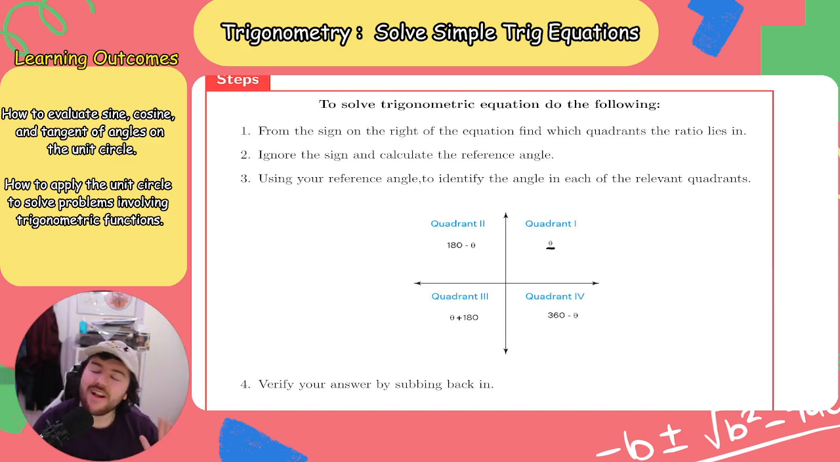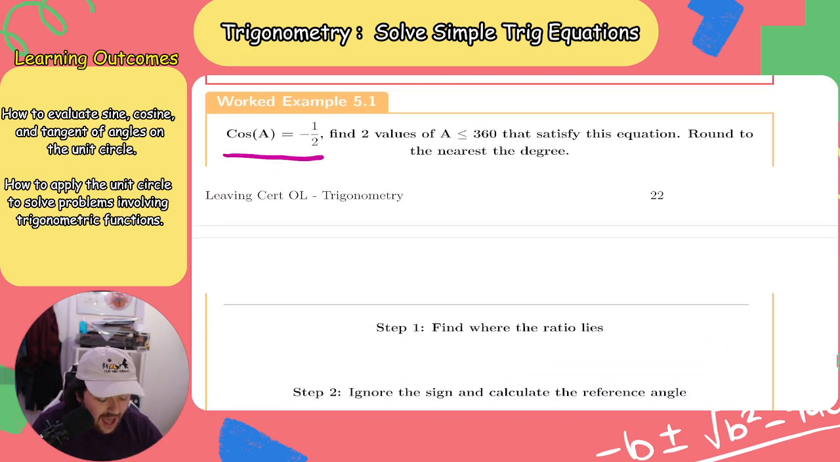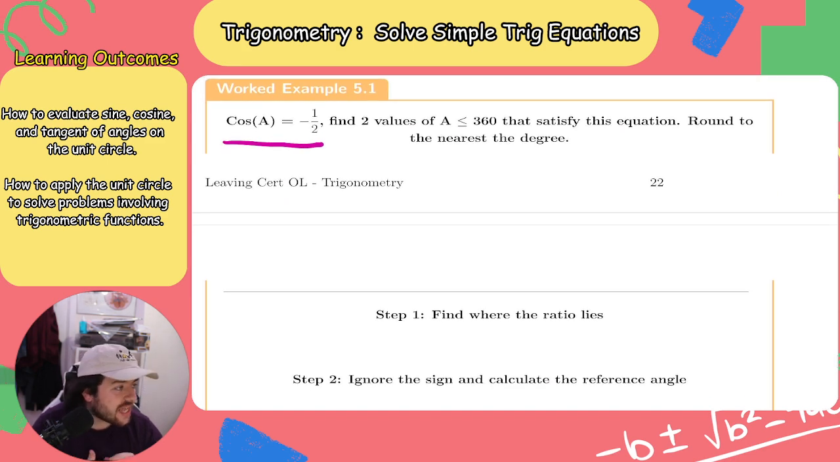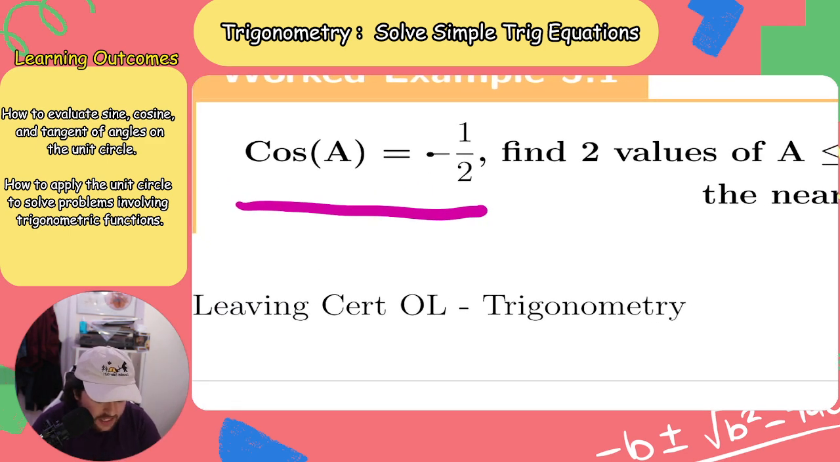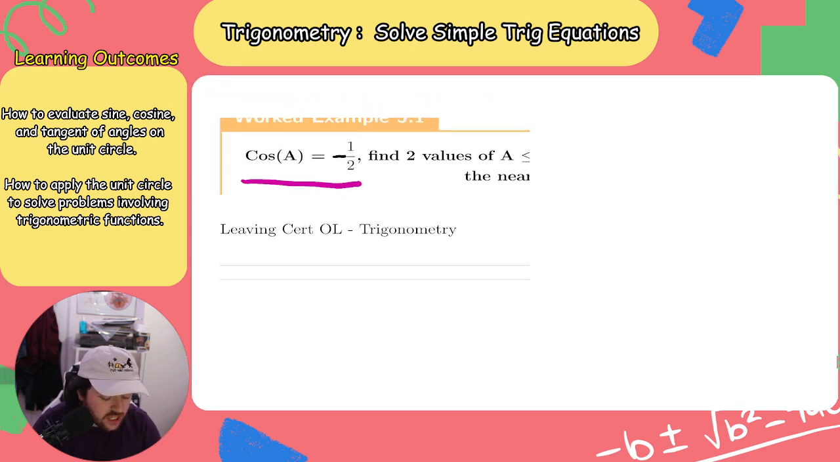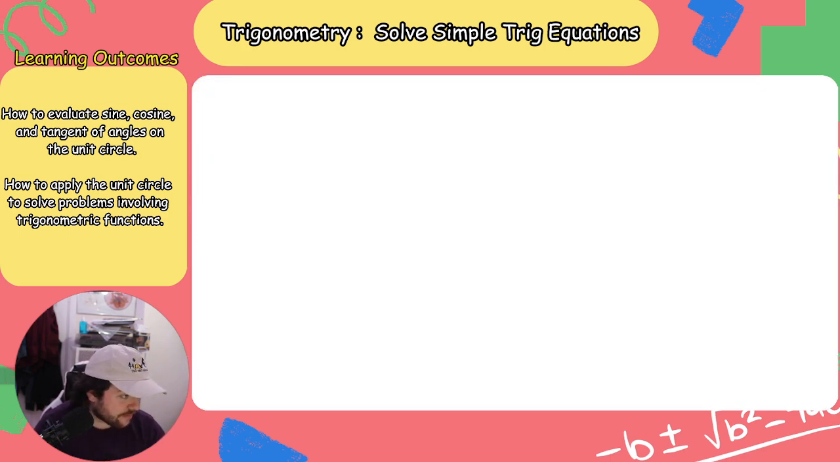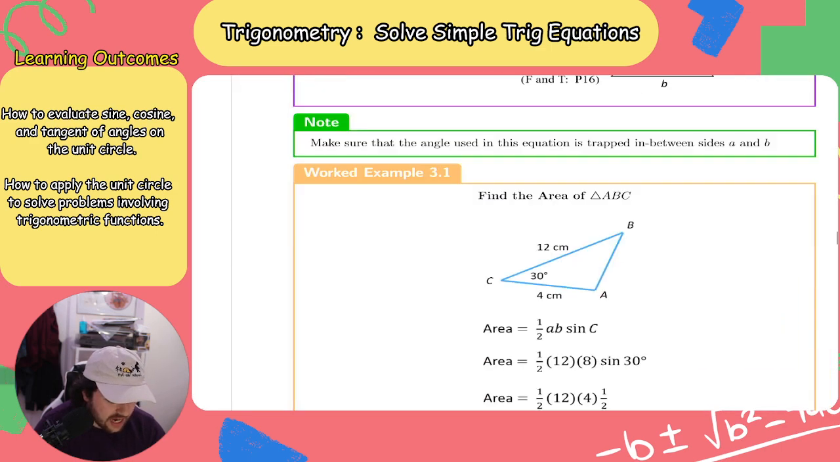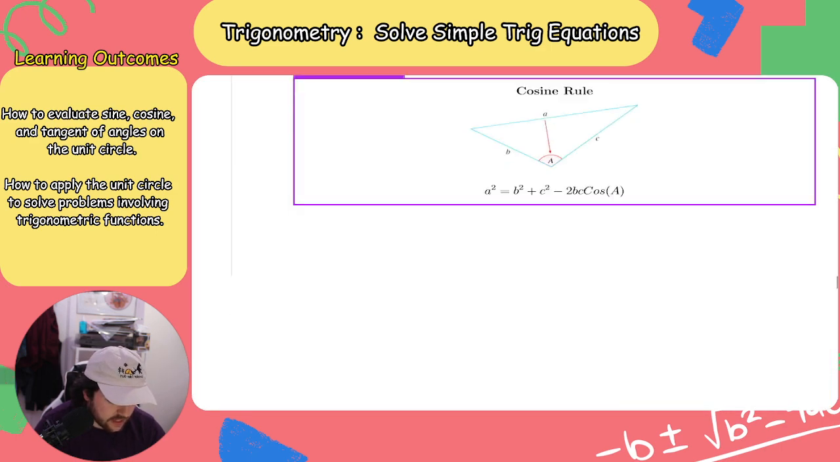It's very easy for me to say all these instructions, so let's do an example. Cosine A is equal to minus a half. I don't know if you can see, that's a minus right there. Find two values of A that are less than 360 that satisfy this equation.